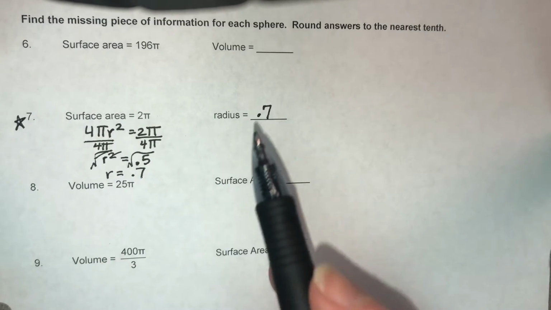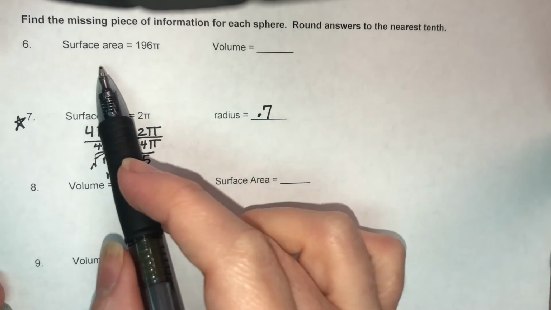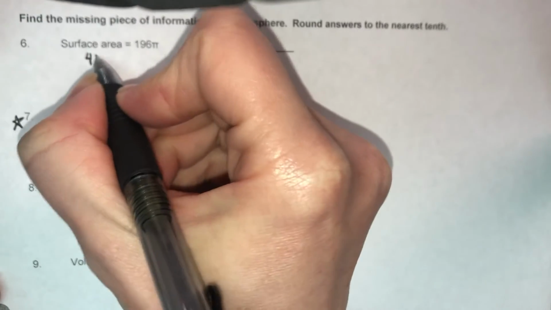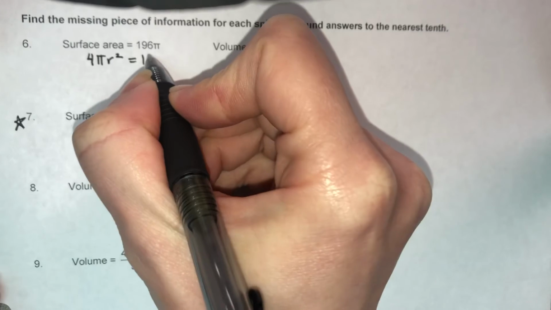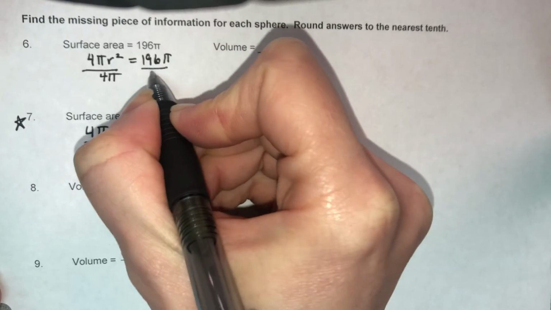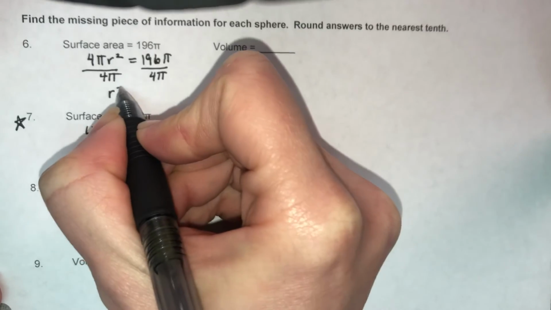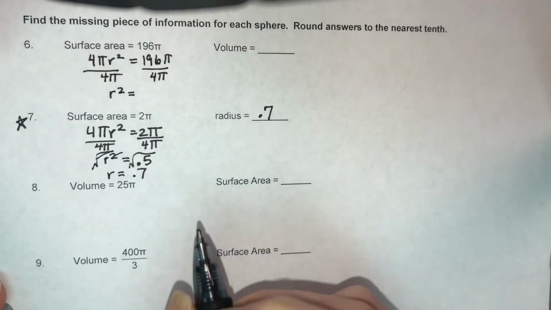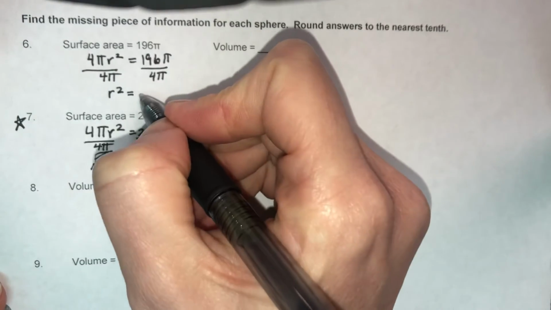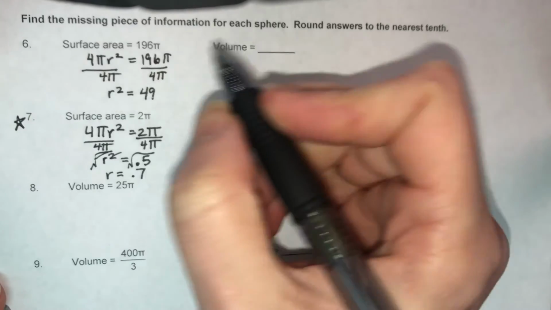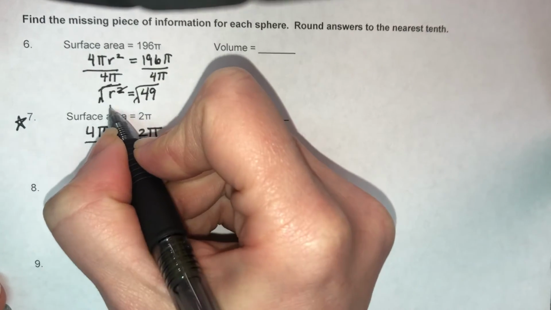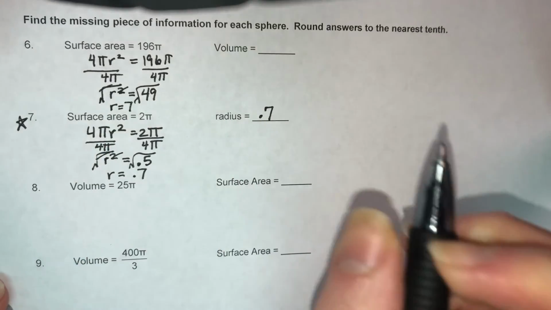So let's go back up to number 6 now. This starts off with surface area equals this, just like the last one. So I'm going to go 4 pi r squared equals 196 pi. Divide by 4 pi on both sides, just like we did on the last problem. R squared equals, the pi's cancel, 196 divided by 4 equals 49. And then I'm going to take the square root on both sides to get the r completely by itself, undoing the square. So r equals 7.